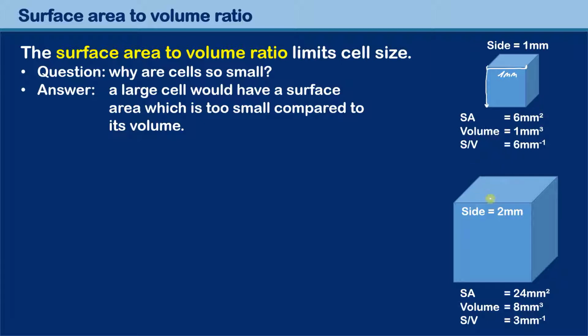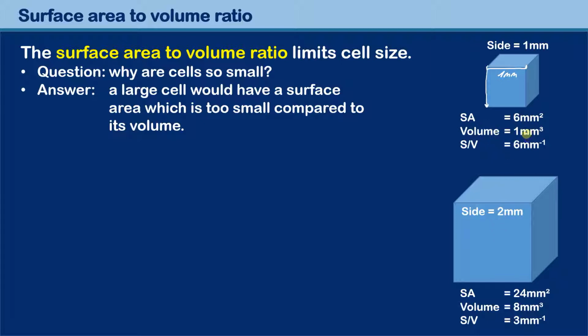Now, if we double the side length, over here this one side has a side length of 2 millimeters. So it's 2 times 2, which is 4, times 6 sides is 24 square millimeters. So, of course, when we make the cube bigger, the surface area, SA, also increases. I mean, that's kind of clear. But the question is now, what does this have to do with the surface area to volume ratio? Well, of course the surface area goes up, but so does its volume.